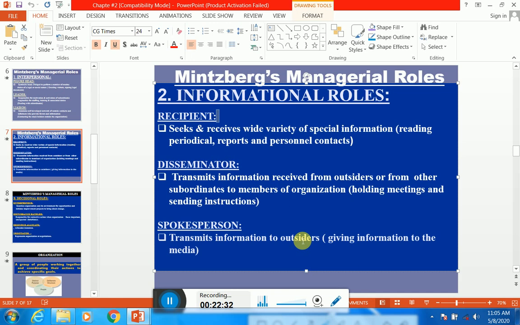Now this information is provided by a person to the company, to the media especially, that person is acting as a spokesperson. A spokesperson, disseminator and recipient, monitor, all these are the roles in which the real effectiveness of a manager is to share information from one point to another point. Hope inshallah a bit idea will be clear.